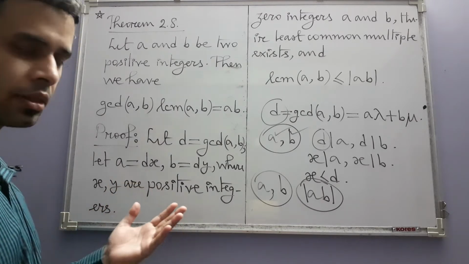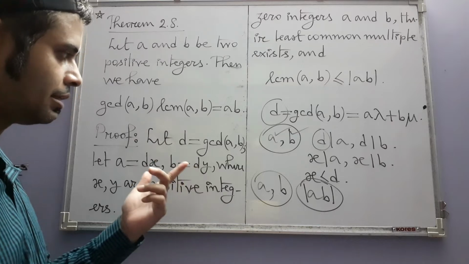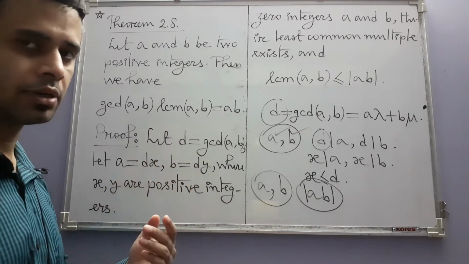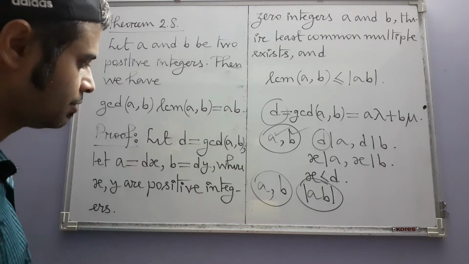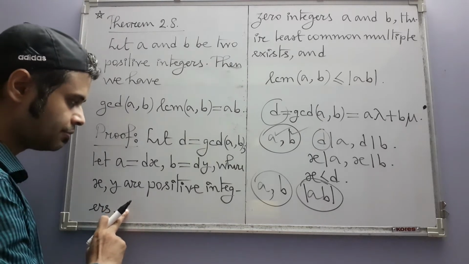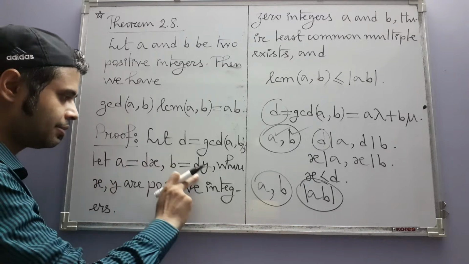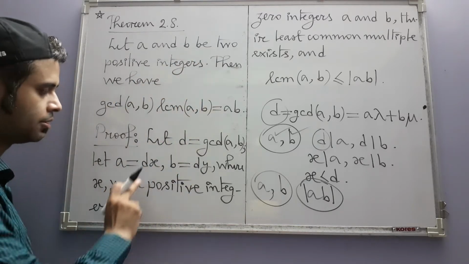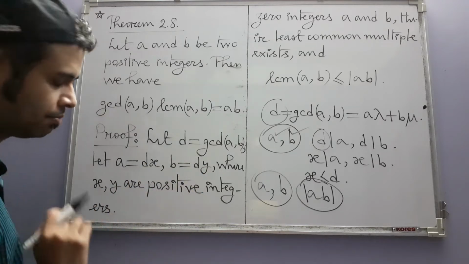Just simply the fact that D divides A and D divides B would not necessarily imply that these x and y are positive. However, here we will have positivity because A and B are both given to be positive and D by definition is positive. So x and y both have to be positive.